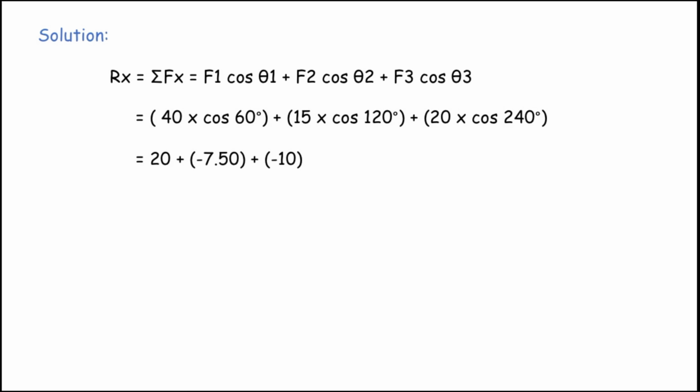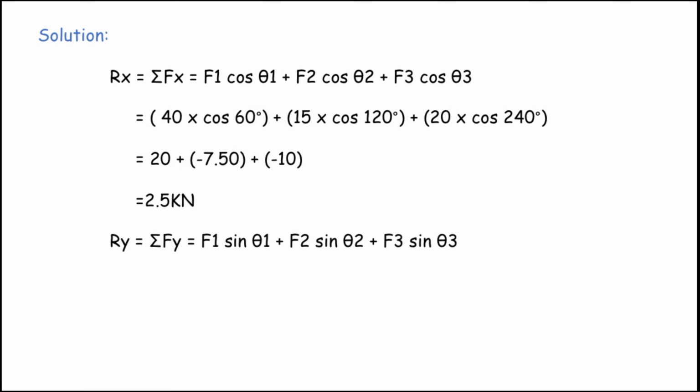I said before that the second and third forces in the diagram act in the negative direction of x. So here we get minus 7.50. We have to confirm this negative sign, because in the examination we need to be sure we are right. Next, 20 into cos 240 is minus 10. Now the summation of these is 2.5 kilonewton. We have found the value of Rx. Now we are going to find the value of Ry.